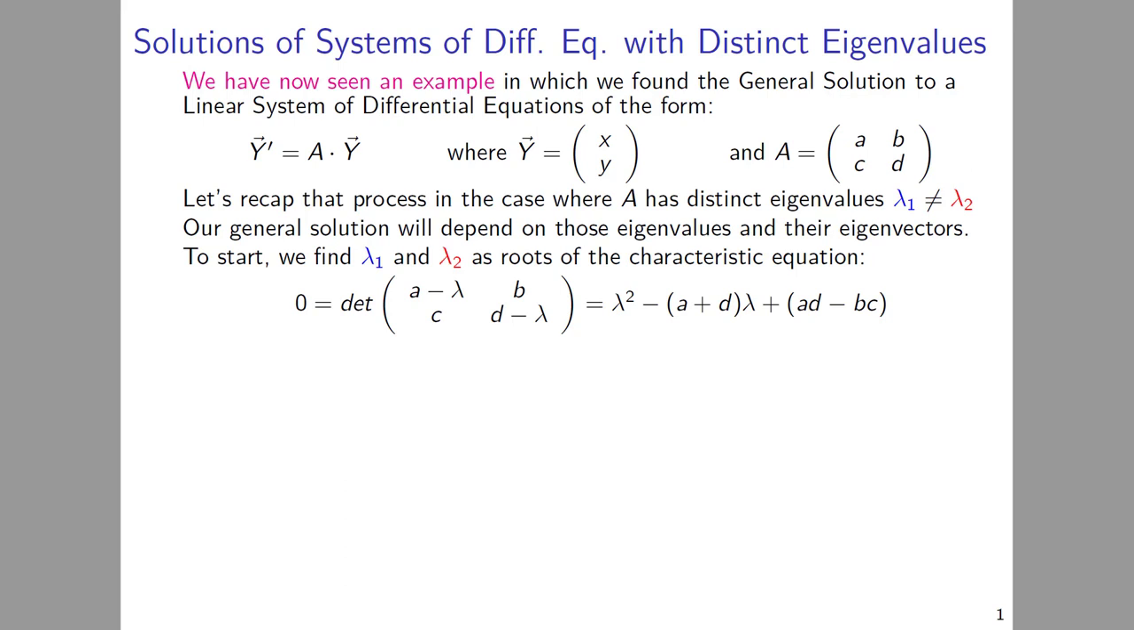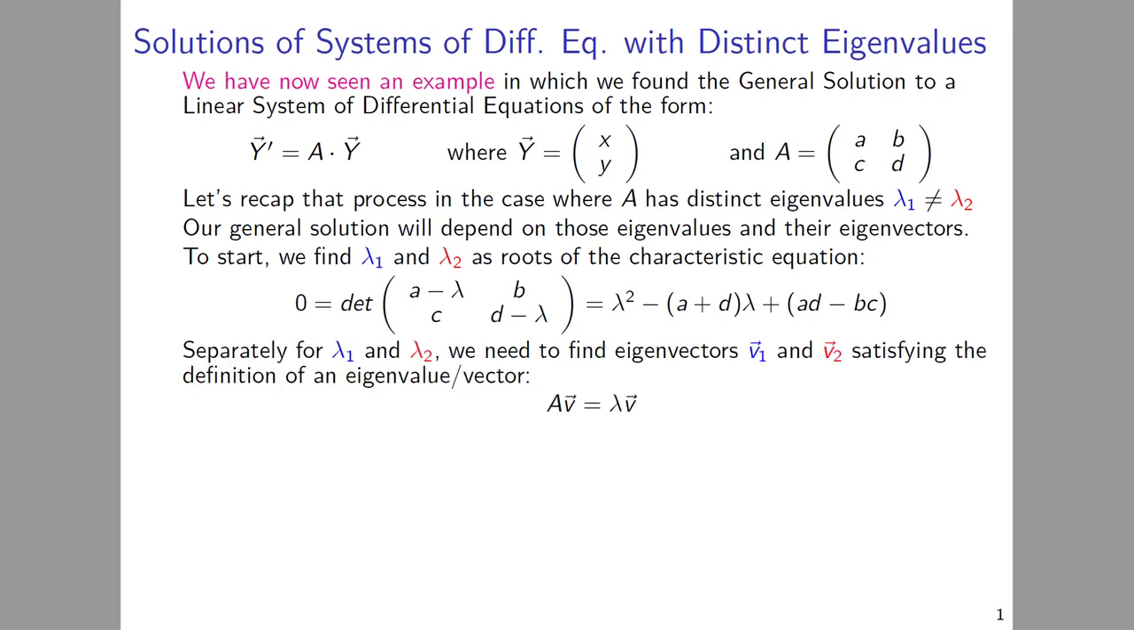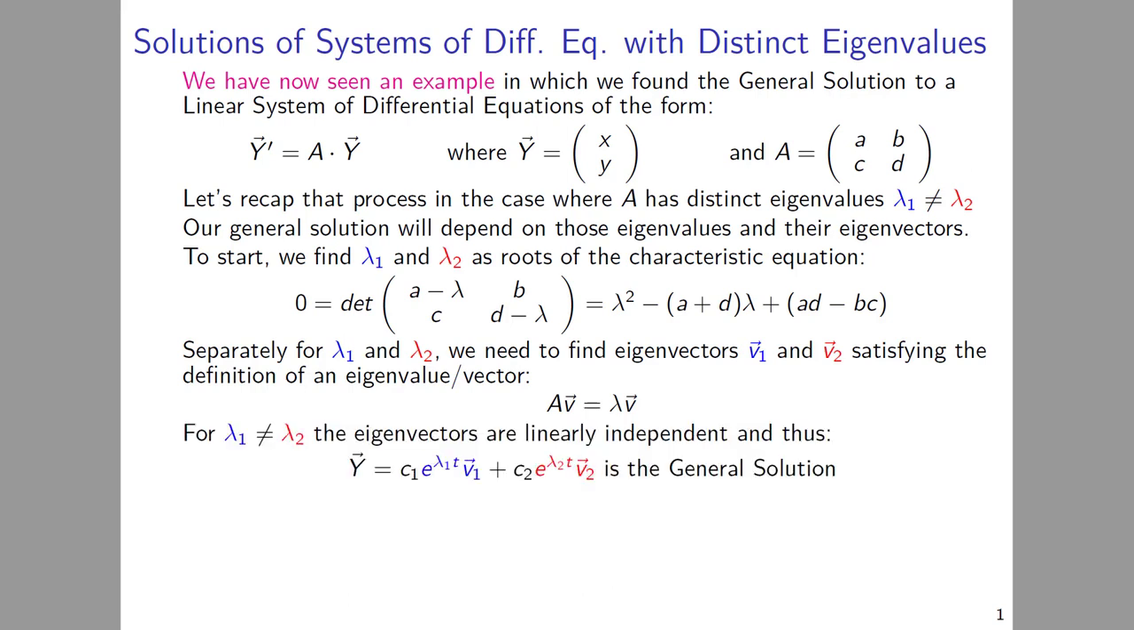Once we find lambda 1 and lambda 2, then separately for each, we need to find their eigenvectors v1 and v2, satisfying the definition of an eigenvalue and eigenvector that A times v equals lambda times v. Remember, for lambda 1 and lambda 2 not equal to each other, the eigenvectors are going to be linearly independent, and thus the function y equals c1 e to the lambda 1 t times v1 plus c2 e to the lambda 2 t times v2 gives the general solution to our linear system.